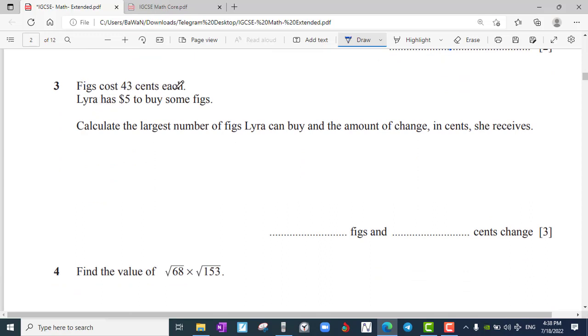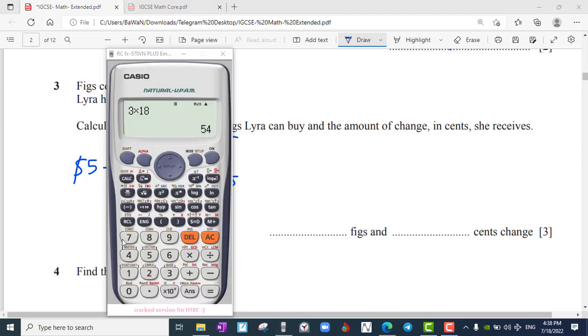Figs cost 43 cents each. Lyra has $5 to buy some figs. Calculate the largest number of figs Lyra can buy and the amount of change in cents she receives. Okay, she has $5. $5 is 500 cents. So you're going to divide 500 cents by 43. See how many full 43s are in 500. 500 divided by 43 is equal to 11.627. So we want the 11.